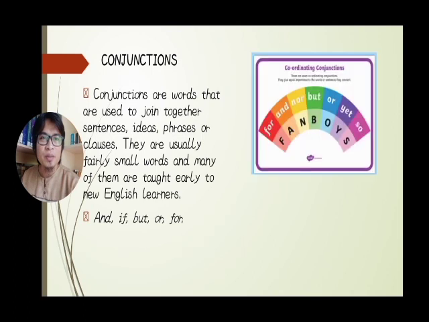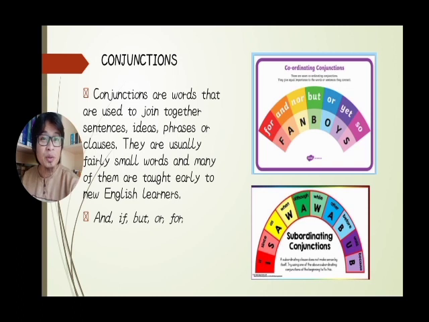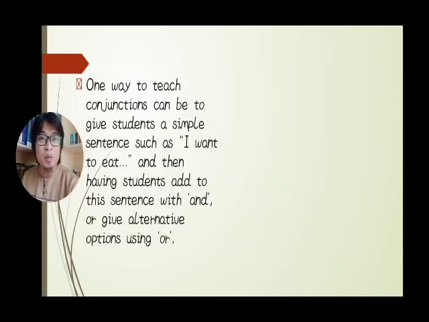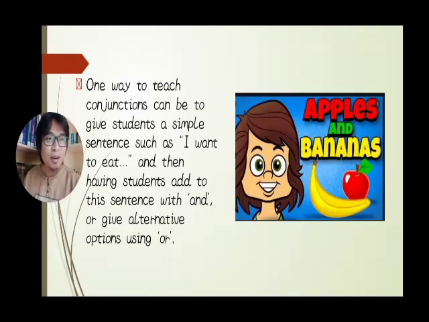Conjunctions. Basically, conjunctions are FANBOYS, meaning for, and, nor, but, or, yet, and so. But how are we going to teach conjunctions? One way to teach conjunctions can be to give students a simple sentence, such as, I want to eat banana, and, okay, apple, or apples and banana. That's the way how we teach the students conjunctions. Okay? You provide a phrase and it's up to them to add. Okay.